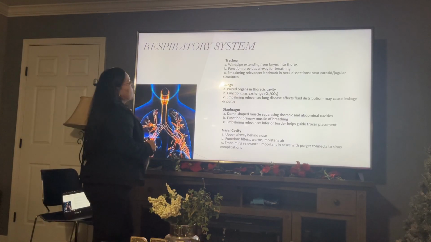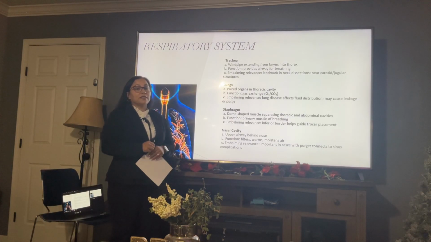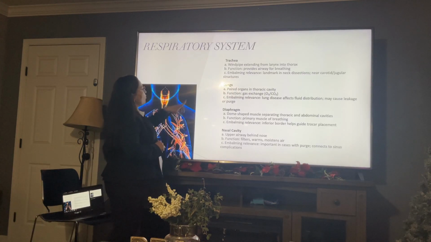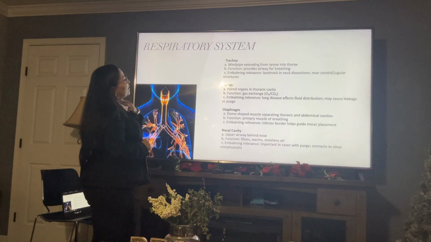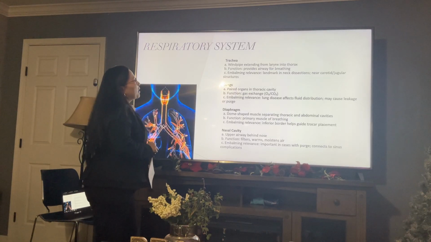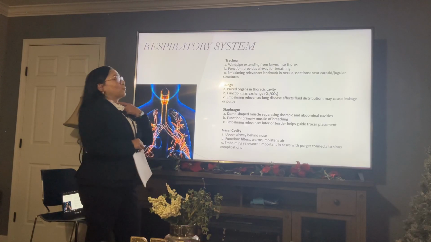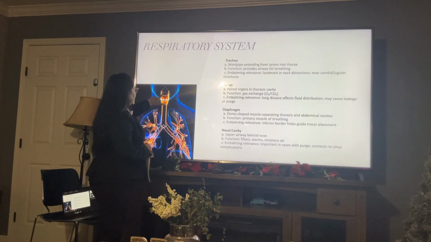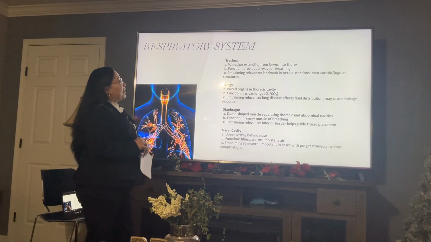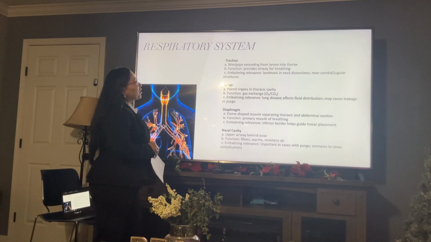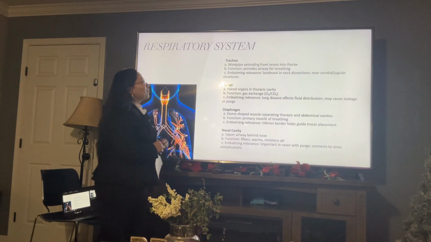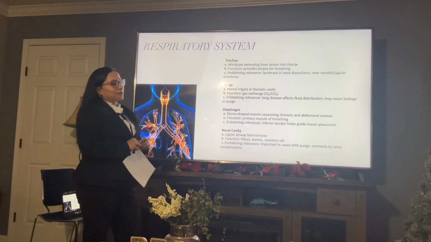The next structure I will be talking about is from the respiratory system, and the structure is the trachea. It's the windpipe extending from the larynx into the throat. The function is providing an airway for breathing, and embalming relevance is a landmark in neck dissections near carotid and jugular structures.